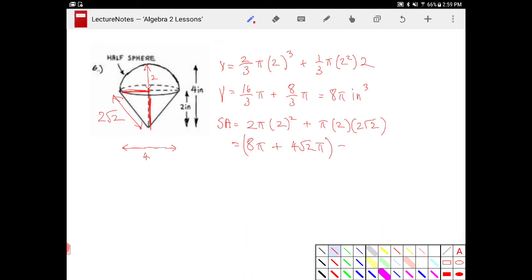And I can't go any further because they're not like terms. This is going to be inches squared. And there you have it.